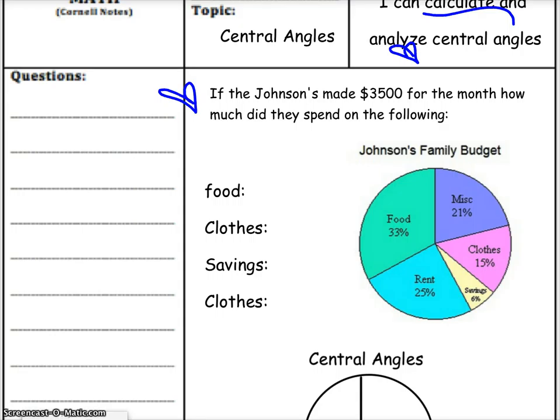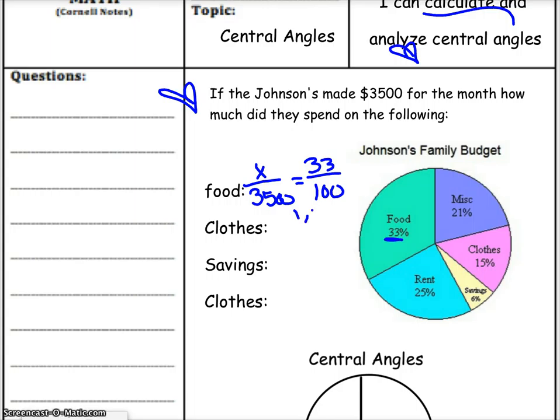Two ways to do this. You could create a proportion, saying part of their money is to all of their money. Do you see where that came from? X is to 3,500 as part of the percent, 33, is to all of the percent. That's the longer way. And then you go 3,500 times 33 divided by 100, and that is $1,155.